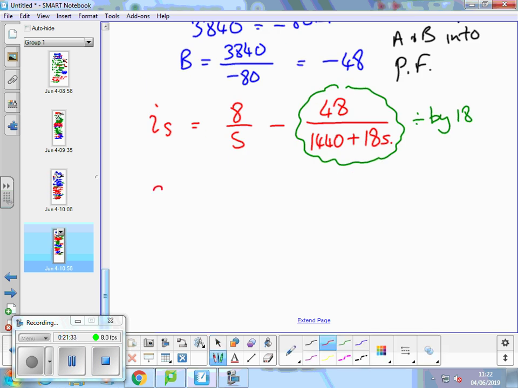So we get I of S is equal to 8 over S minus 48 over 18, which is 2 2/3, over 80 plus S. Have I got it right or not? That's 2.6666 if you've got your calculator set up like that.